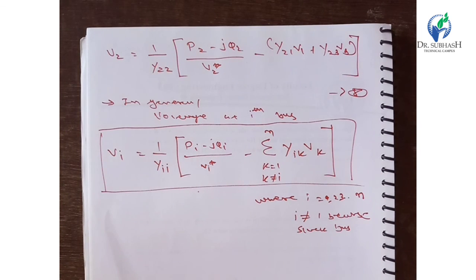This process is known as the GS method. This method is known as the GS method, and it is iterative, with the k plus 1 form for the voltage at the ith bus expressed as such.